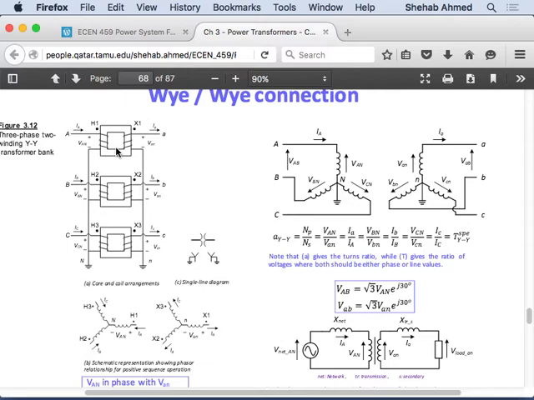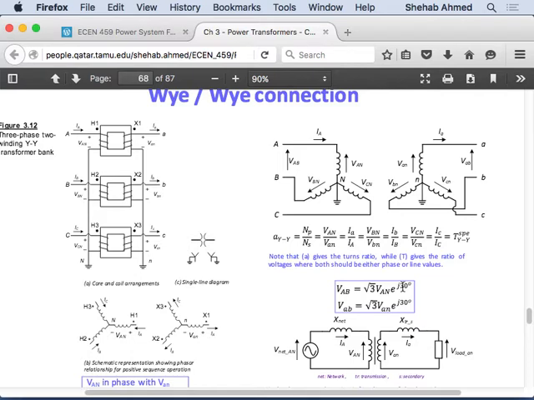And here the line voltages on the primary and the line voltages on the secondary are in phase, right? All the voltages are in phase. I mean, the phase voltages are in phase and the line voltages are in phase. But the line voltages are, of course, square root of 3 greater and lead by 30 degrees, right?